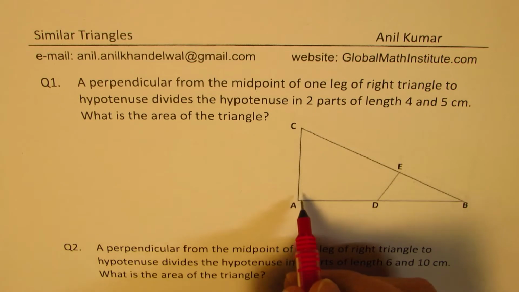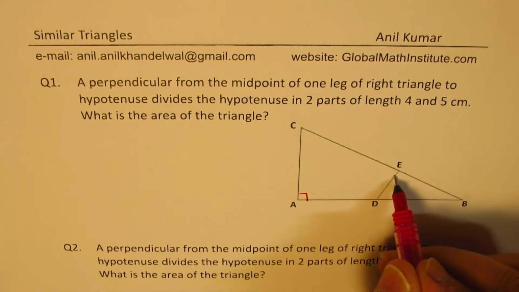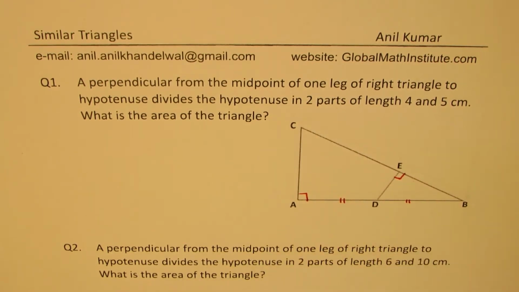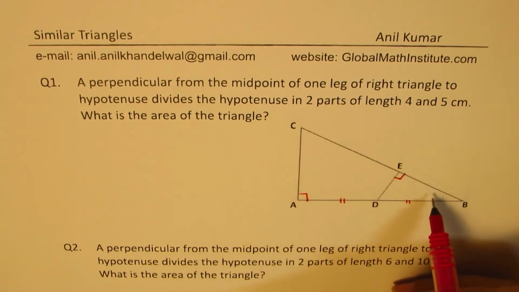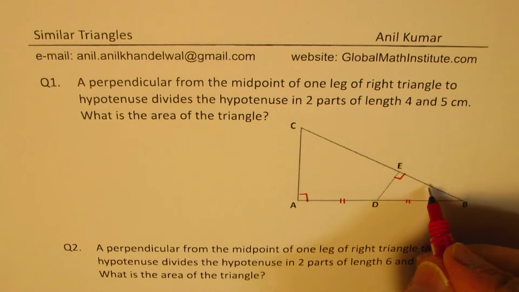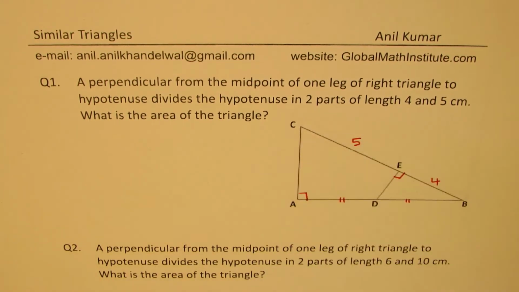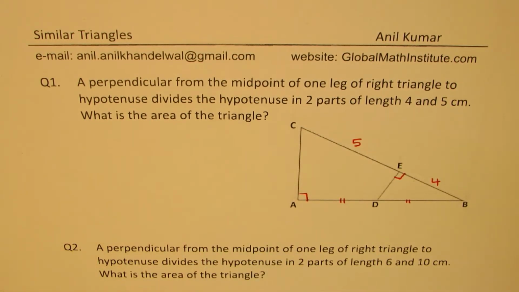The approach here is that we are given a right triangle, and that's the perpendicular to the hypotenuse. This is from the midpoint, so these two sides are equal. The length in which it divides the hypotenuse is 4 and 5, so the smaller one I take as 4, and the bigger one as 5. You need to find the area of the triangle. You can always pause the video, answer the question, and then look into my suggestions.